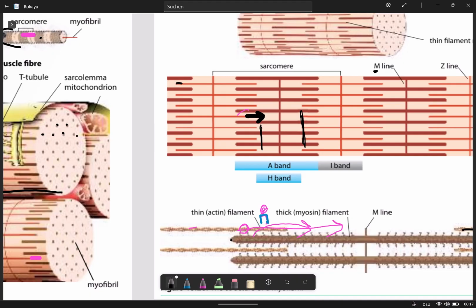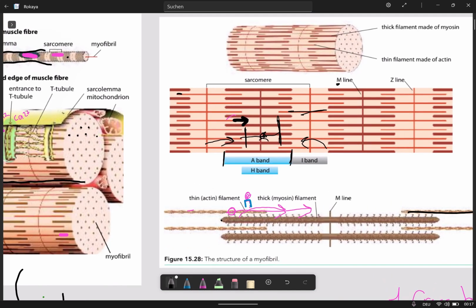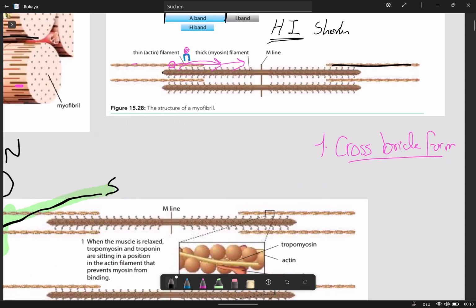This distance that we called the H-band will get shorter because it will move like this. Same thing with the I-band, because the I-band will also come like this. The only thing that will not change is the A-band, because what moves is only the actin. The myosin kind of stays the same. So the ones that change are only the H and the I. So the H and the I shorten. When they shorten, this is called the power stroke.